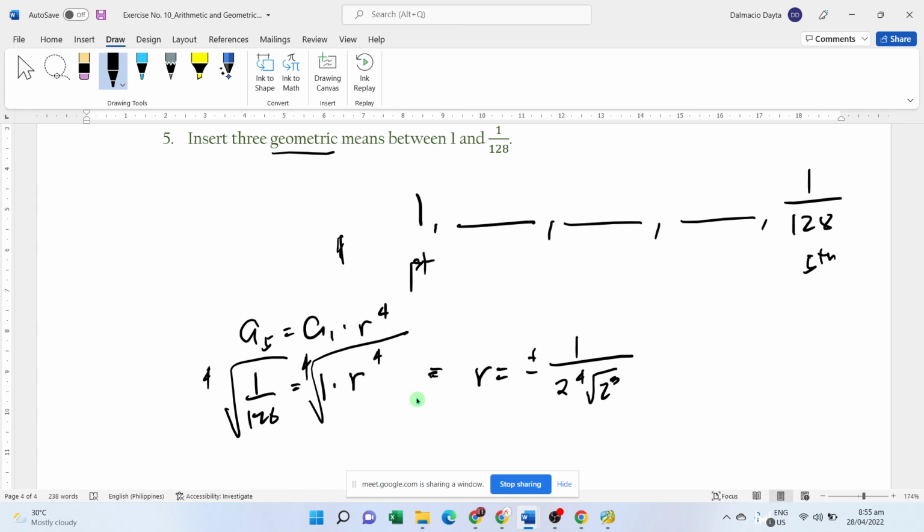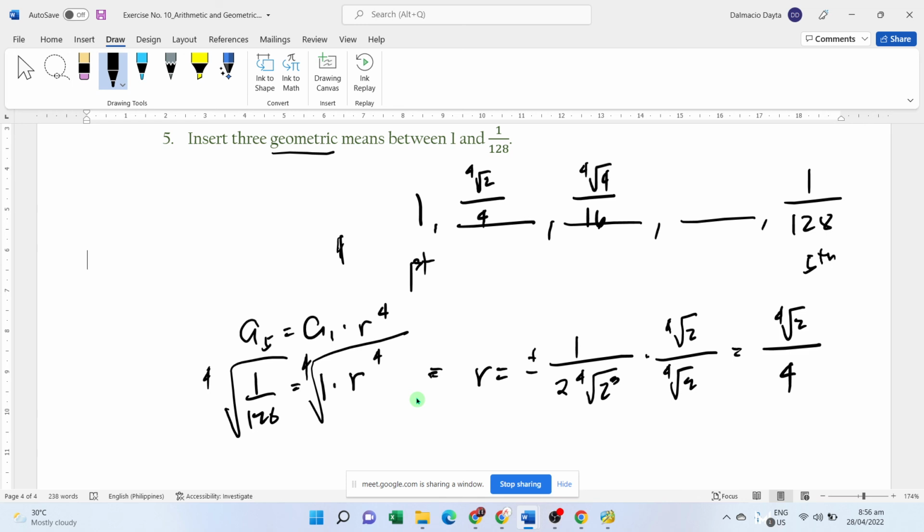Now, rationalizing the denominator, I will multiply this by the fourth root of 2. Then I will have the fourth root of 2 over 2 times 2, that is 4. Okay? And then, to get the other terms, we just multiply them all. 1 times the fourth root of 2 over 4. And then, multiply again. That will be the fourth root of 4 over 16.